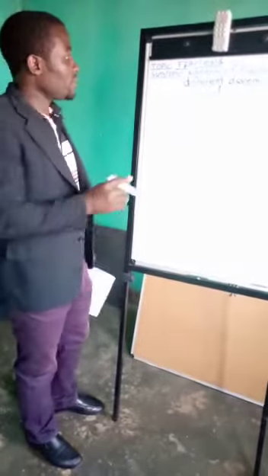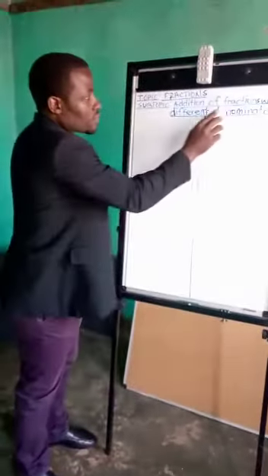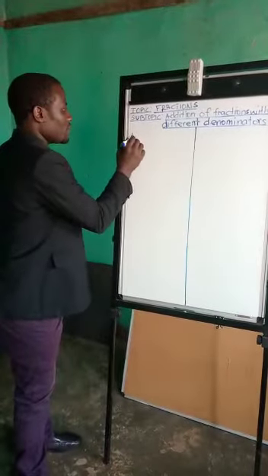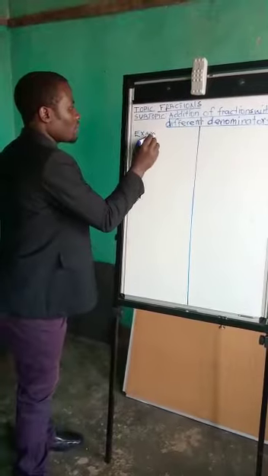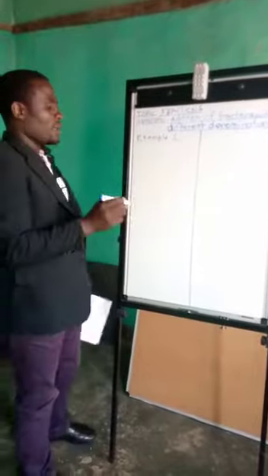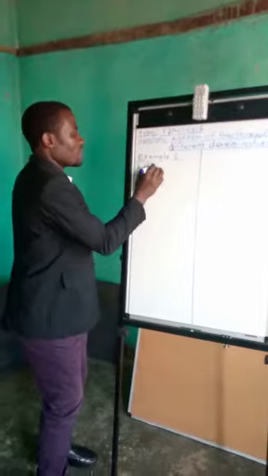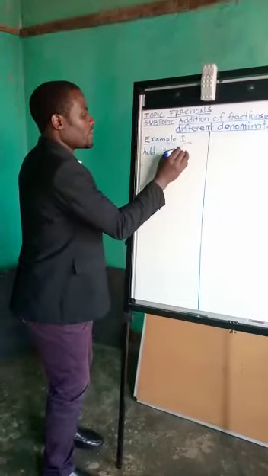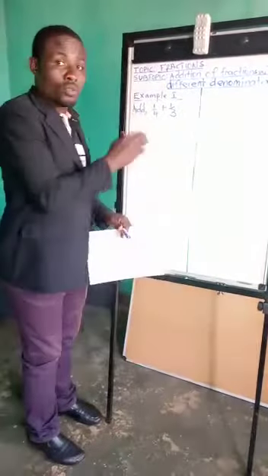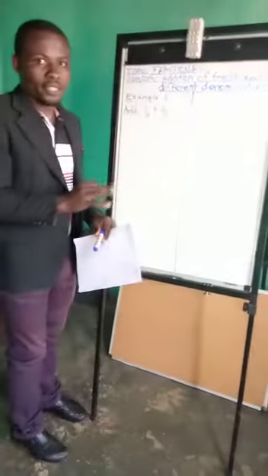Our topic today is fractions, and the subtopic is addition of fractions with different denominators. Example 1: add a quarter plus a third. We are going to do it in three different methods.